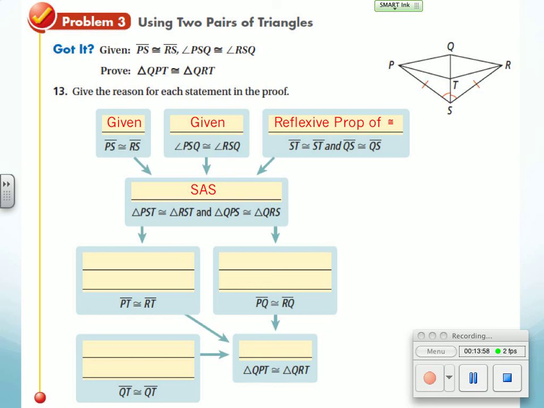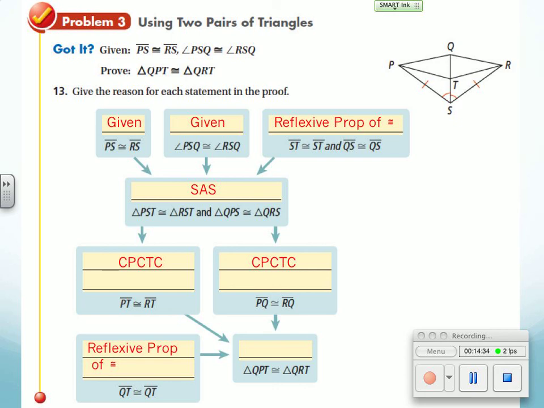Now, how can I say that PT is congruent to RT? Well, corresponding parts of congruent triangles are congruent. In addition, I can say that PQ is congruent to RQ because corresponding parts of congruent triangles are congruent. Finally, the last one, QT is congruent to QT by the reflexive property. So since I have three sides congruent, by side, side, side, I can prove that triangle QPT is congruent to triangle QRT.